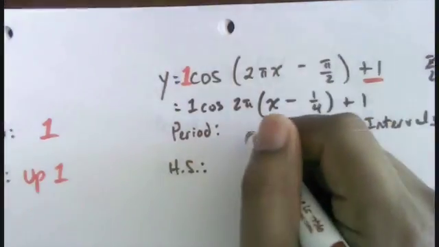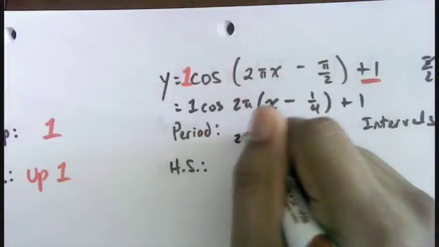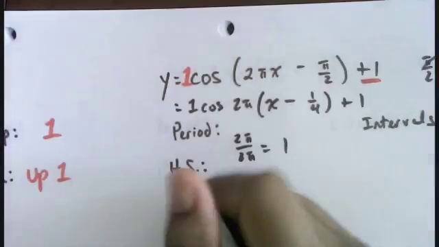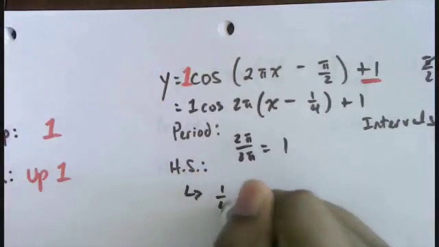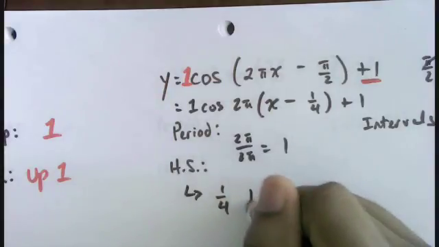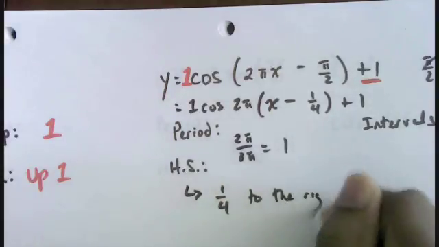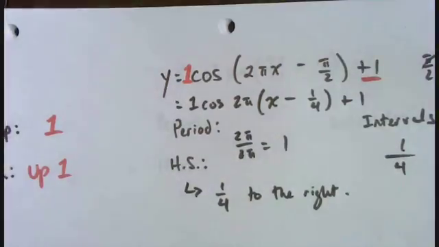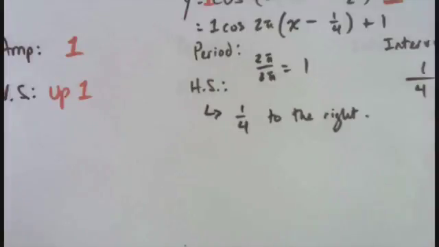That means that the period is going to be 2 pi divided by 2 pi, which is equal to 1. My horizontal shift, that's going to be 1/4. It's a negative 1/4. That means I'm moving to the right. The intervals, I'm going to take my period of 1 divided by 4, and there's my interval. I'll go and set up the graph.